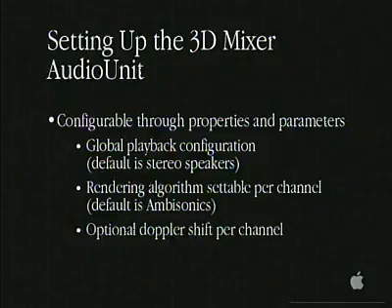As with most audio units, the 3D mixer audio unit is configurable through properties. I talked about the parameters. The playback configuration needs to be configured through a property. The default is stereo. So if you know you're playing back through stereo, you don't have to worry about it. There's also a setting for the rendering algorithm. I talked about a couple of those, but in the next slide or two, we'll see the list of them. And optionally, you can configure the source to have a Doppler shift.